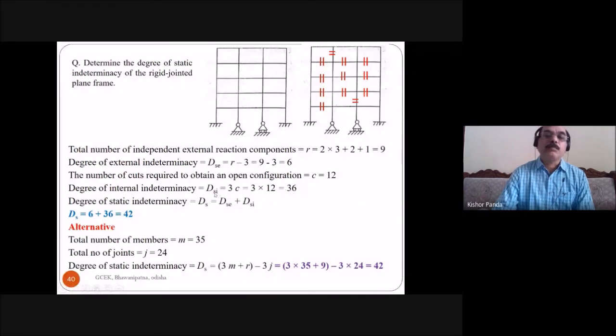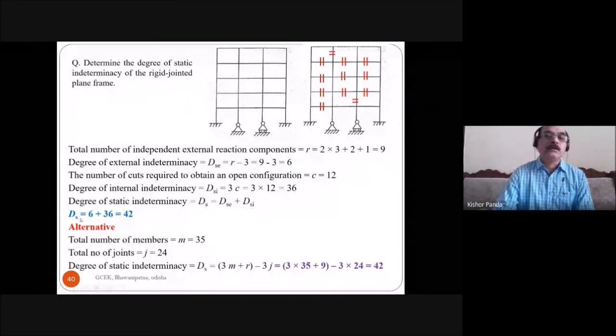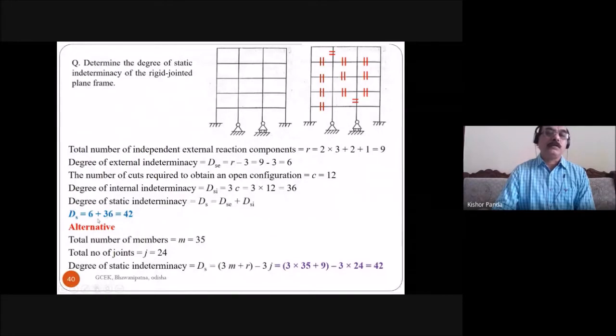So the degree of internal static indeterminacy is equal to 36. And the degree of external static indeterminacy is equal to 6. So the total degree of static indeterminacy is equal to DSE plus DSI, which is 6 plus 36 is equal to 42. So this is the answer.